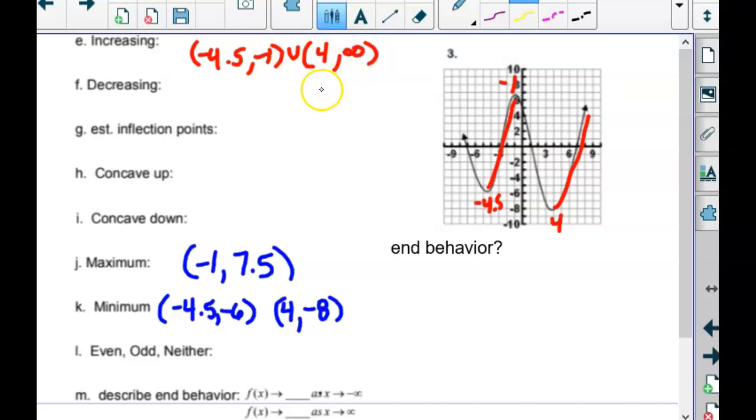How we doing? I see you racing. Because remember, it says you go left to right. Left to right, okay? And decreasing would be, let's see, this first piece is decreasing. So that's -infinity to -4.5. And then it's decreasing from -1 to 4. Did some of you have that right?